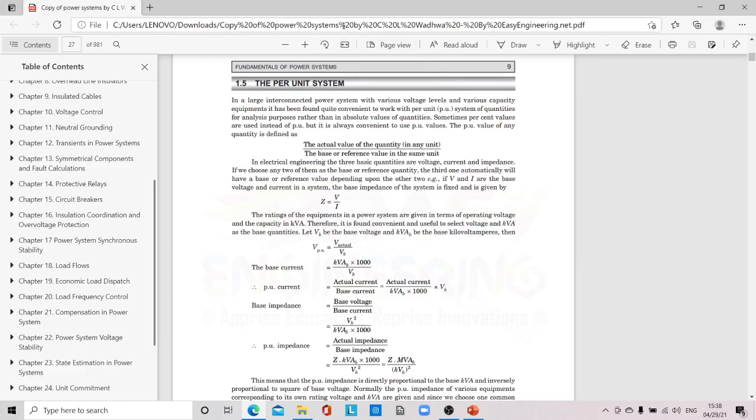in the same unit. So in electrical engineering, three basic quantities are voltage, current and impedance. Okay, so these are the three basic quantities. If we choose any two of them as a base or reference quantity, then the third one automatically will have a base or reference value depending upon the other two. That is, if voltage and current are the base voltage and base current, then base impedance will be fixed and it is given by Z is equal to V by I.